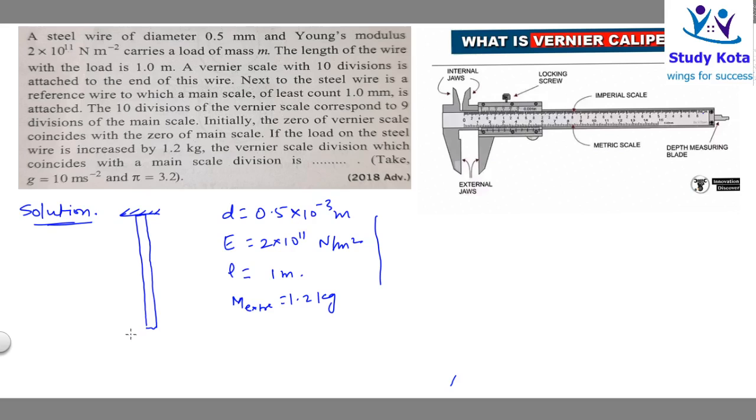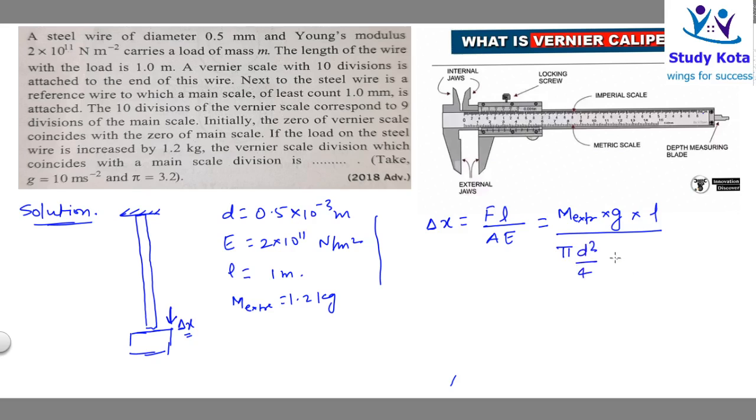The first thing, when you attach an external mass to this, it will extend. Suppose this is extended by delta x. So you have to answer delta x. So we know that delta x is FL upon area of cross section into Y. So after calculating this, what will happen here, children? Force will be mg, m extra into g into L upon area. Area is pi d square by 4, because diameter has been given, into Y. Y has been given already.